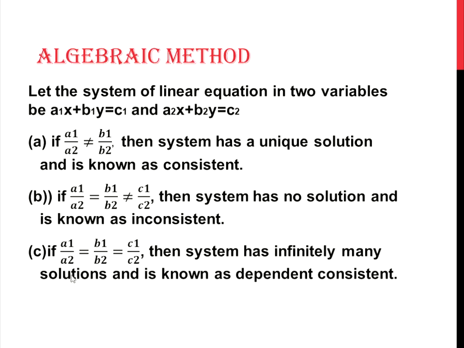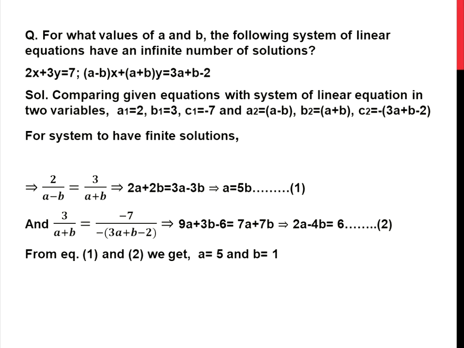Infinitely many solution. We followed this step: a1 upon a2 equal to b1 upon b2 equal to c1 upon c2. First we compare a1 upon a2 and b1 upon b2 and then we compare b1 upon b2 and c1 upon c2. So we get two different equations and after solving them we get value of a and value of b.